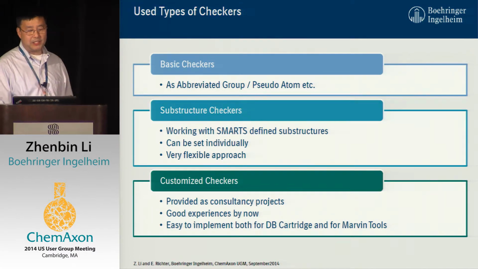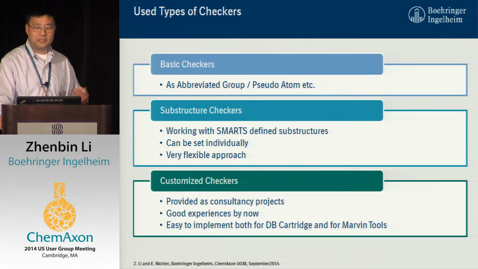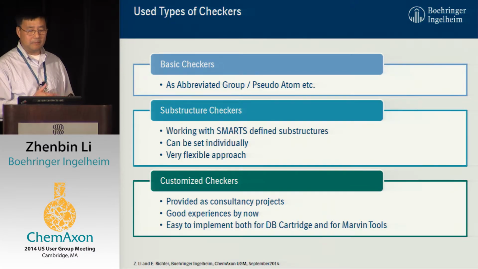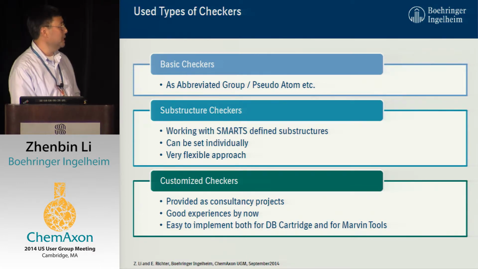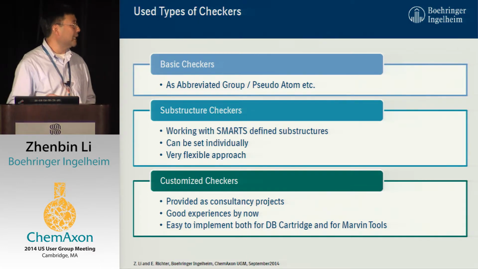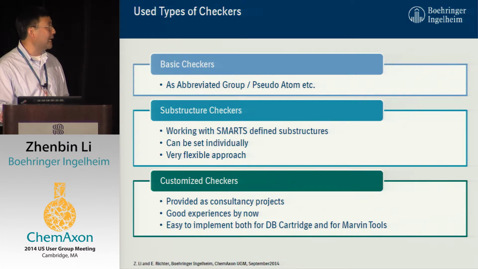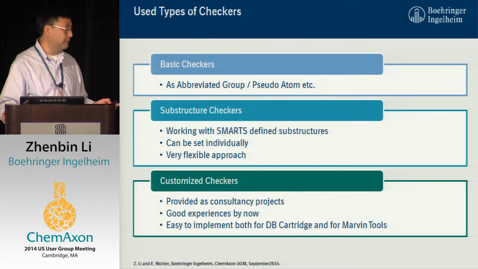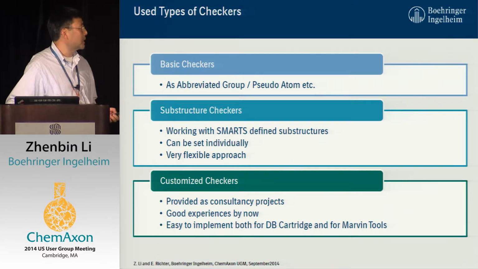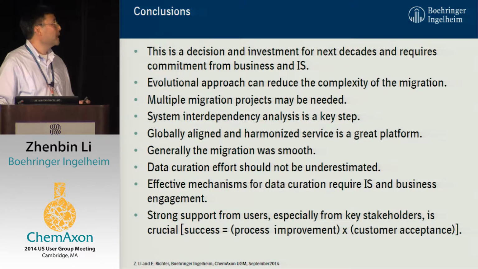We include the basic checks, of course, the groups, the atoms. We also implement the structure check, and also we have our internal BI-specific rules for certain structure specifics.